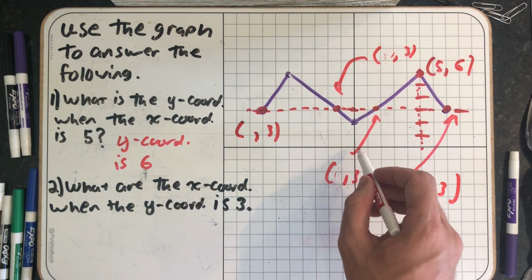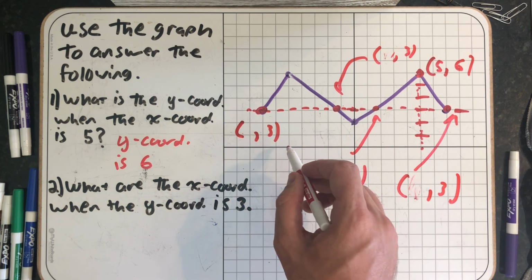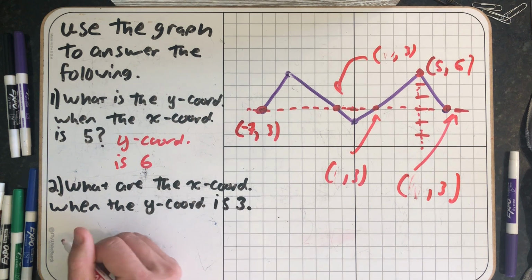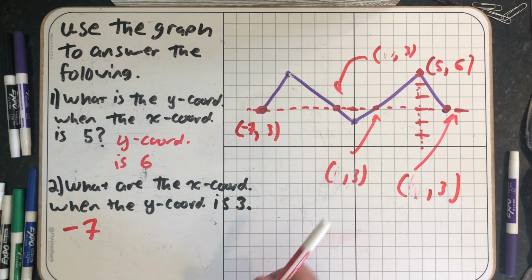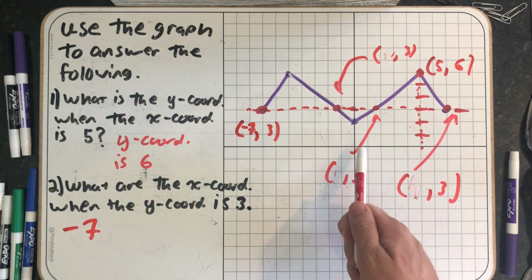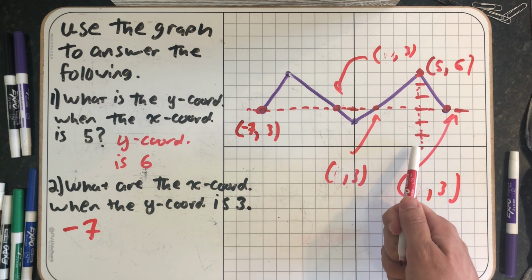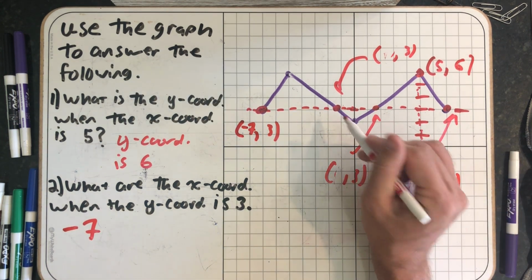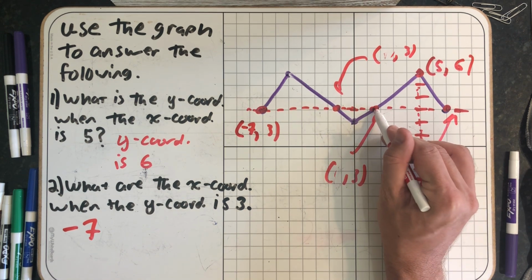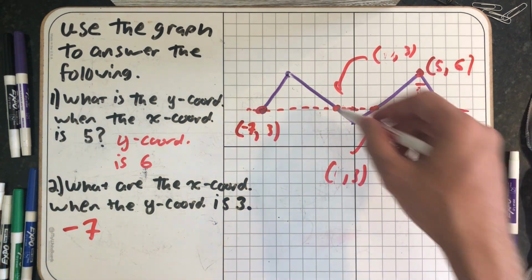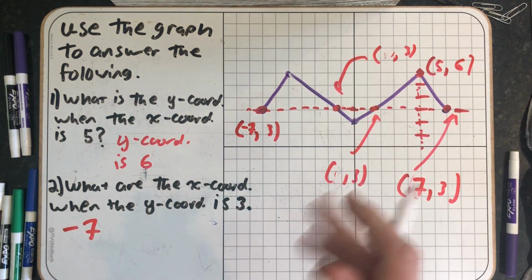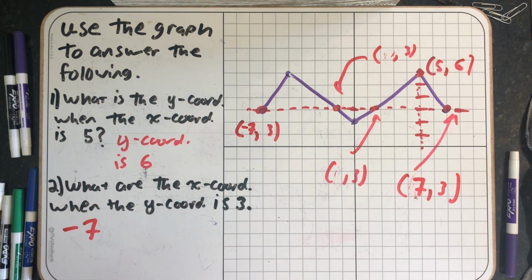So this point's pretty easy. 1, 2, 3, 4, 5, 6, 7. That's at minus 7. So one of my answers looks like it's going to be minus 7. Let's do the other easy one over here. 1, 2, 3, 4, 5, 6, 7, positive 7. Now these two I'm not going to have such an easy time with, and maybe we could work out some information about these two parts of the graph later on, but let's just estimate for right now.